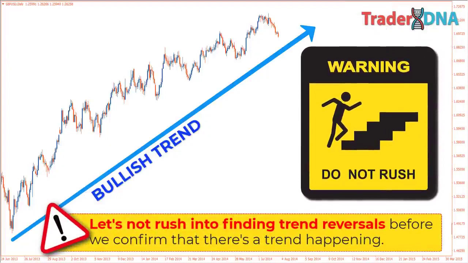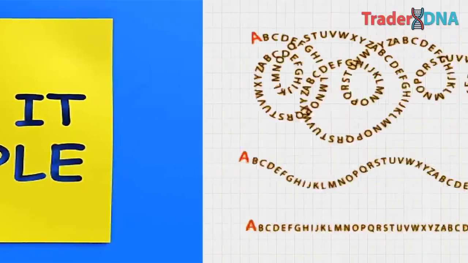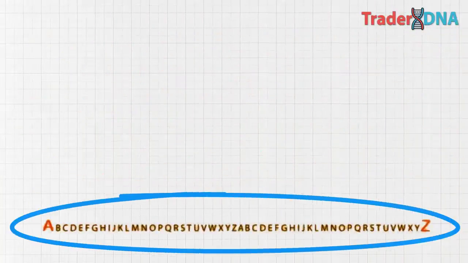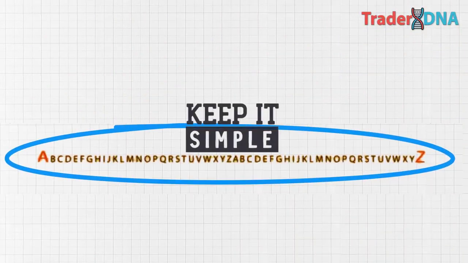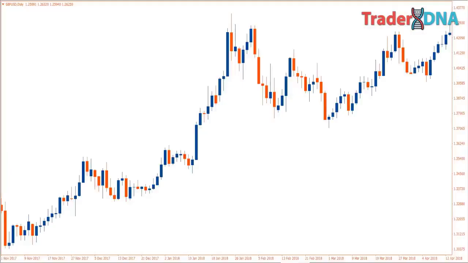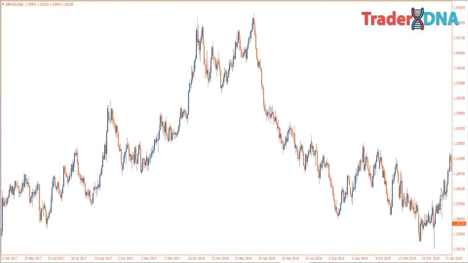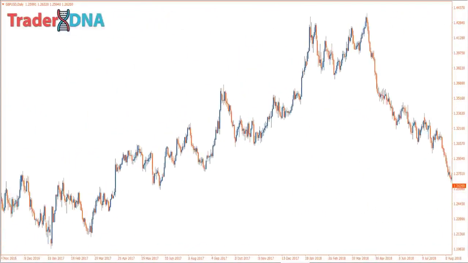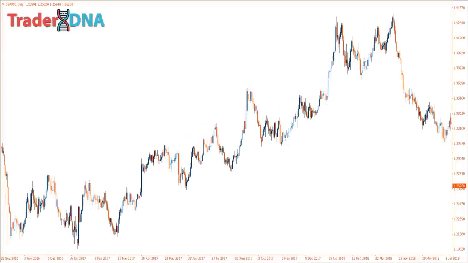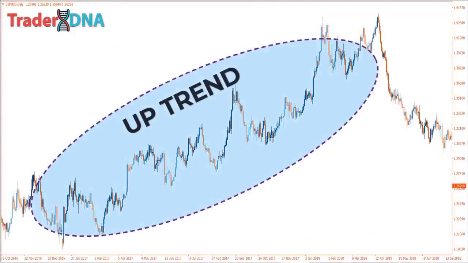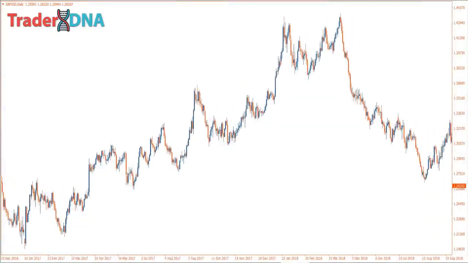Here's the key thing to remember. Keep it simple. Don't complicate things or get lost in the details. Clear your chart of all those indicators and make it neat. Zoom out to see the bigger picture. If you see a clear trend on the screen, then you're on the right track. Look at this image and ask yourself if there's a trend and which way it's going. Seems pretty obvious, doesn't it?